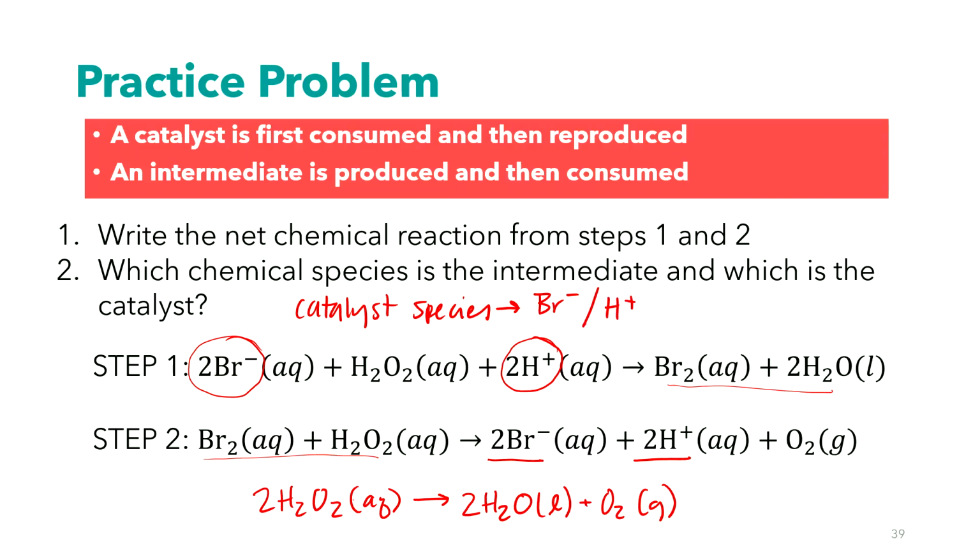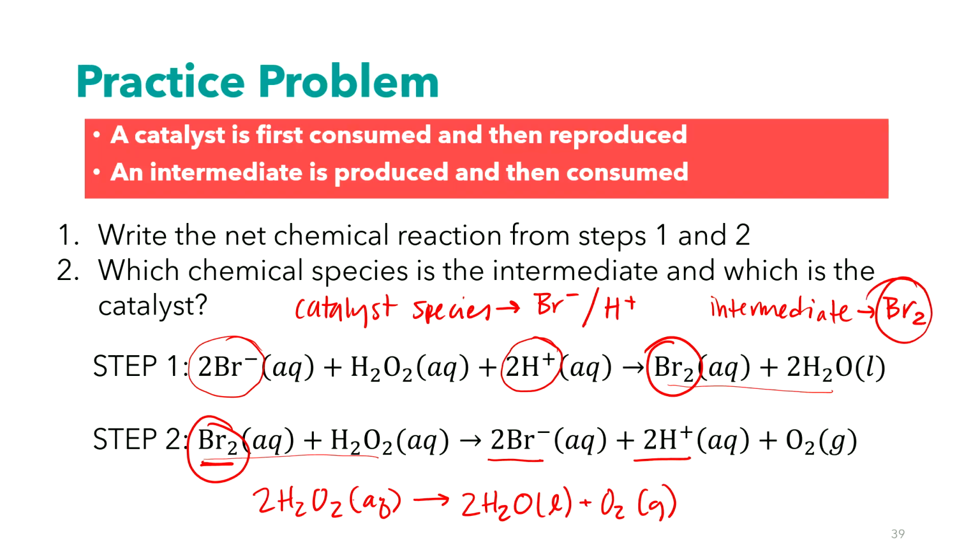My intermediate, the thing that I produced and then I consumed, right? That combines, I make this Br2. Okay, my bromine. And then in the very next step, I consume it, right? That's the definition of an intermediate. All right, so get comfortable identifying those.